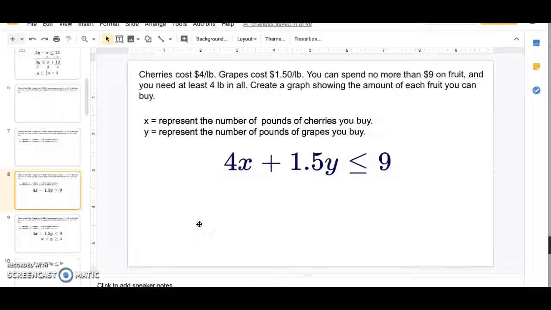So the amount of cherries plus the amount of grapes will have to be at least 4 pounds. At least means that amount or more, so greater than or equal to. So all we have is x plus y, the amount of each that we buy, being greater than or equal to 4. So those are both of our inequalities, and now we've got to solve them both for y so we can graph them. So let's graph the first one.